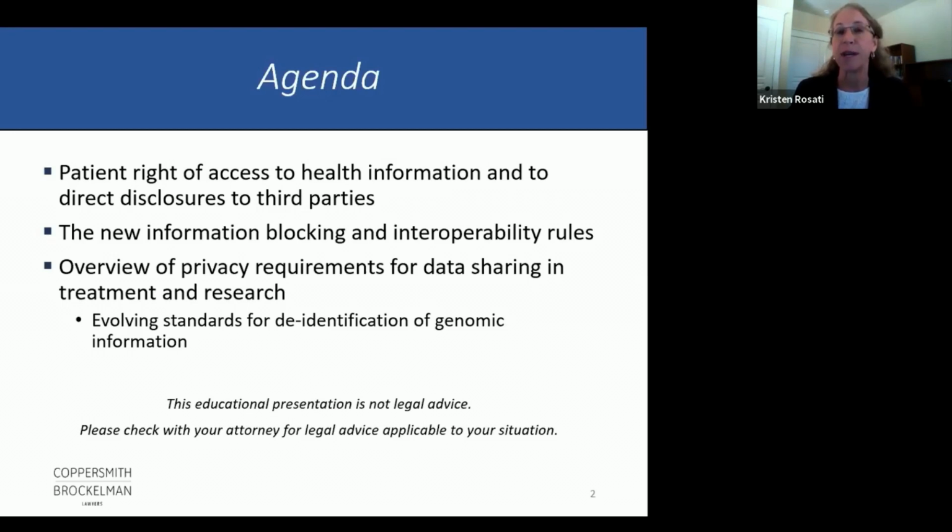You'll see that I've included a number of reference slides at the end with more information on these laws so that you have that information if you need it, but we won't have time to cover most of this information today.